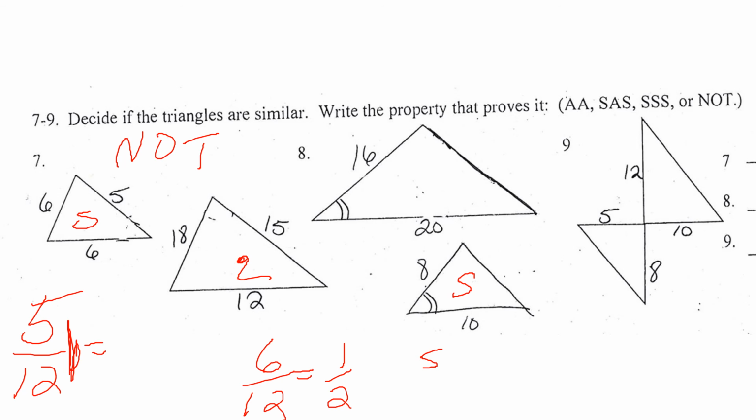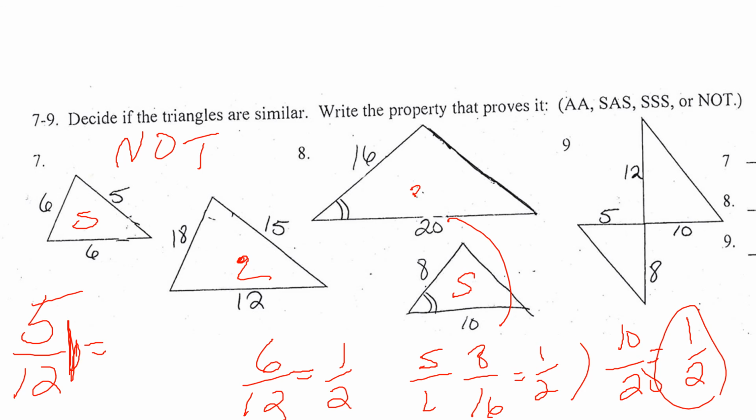Small. The smallest thing is 8. Going with the smallest thing up here is 16. That's going to make 1/2. And then that leaves a 10 to go with the 20. Matching up the pieces in the same spot. And so that'll be 1/2. So yes, they're looking like they're going to be similar.